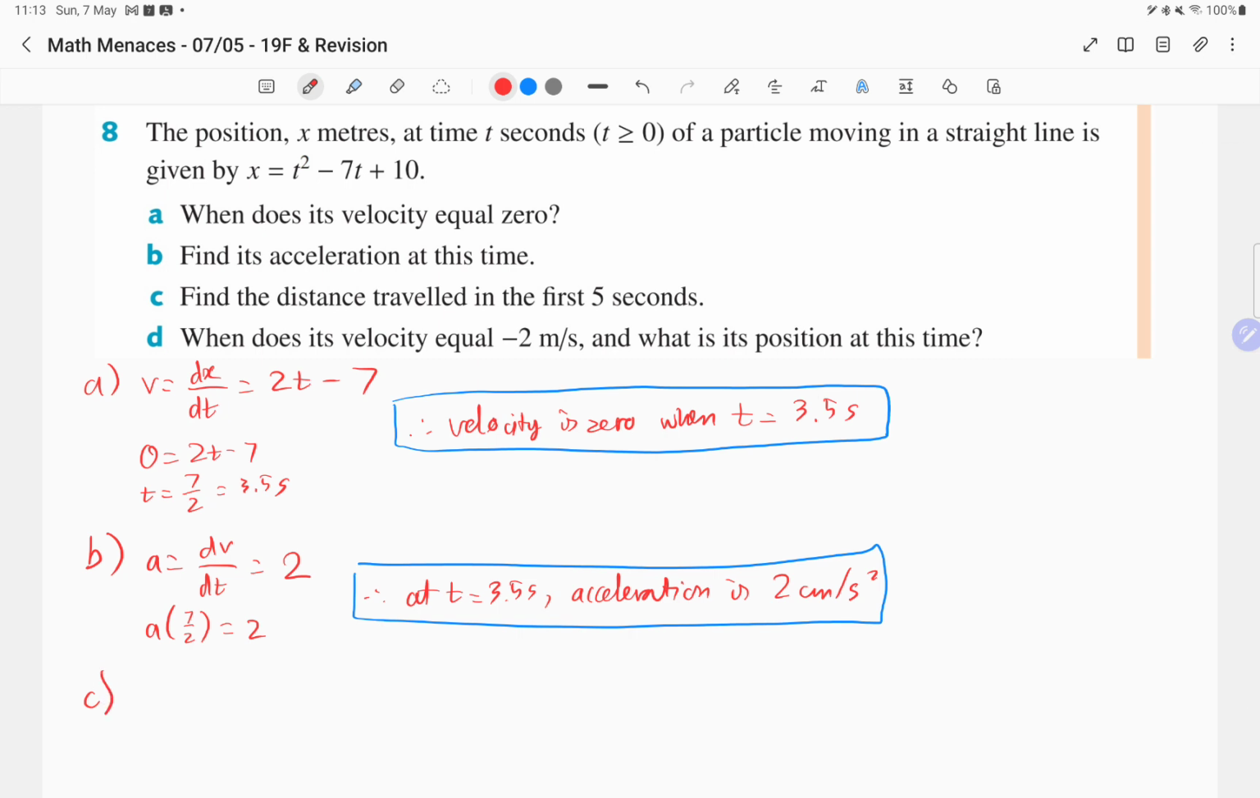Any questions, Sarah? What was the acceleration? 2, when you derive the velocity, right? The -7 is gone, 2t becomes 2. So 2 means it's constantly accelerating at 2 centimeters per second squared. So the velocity is changing constantly. It starts at -7. So it increases by 2, it will be -7, -5, -3, -1. And then it's just constantly increasing at the same value every second.